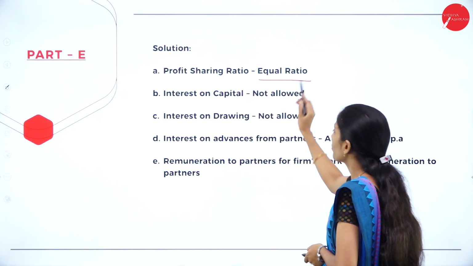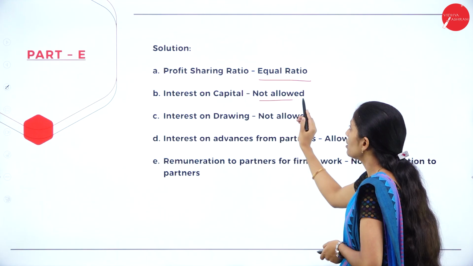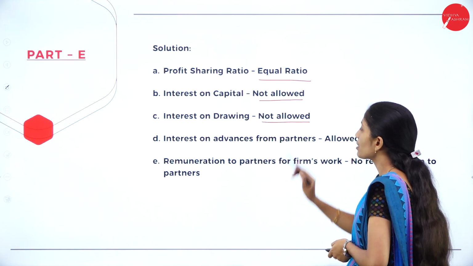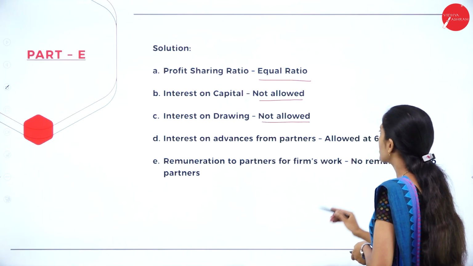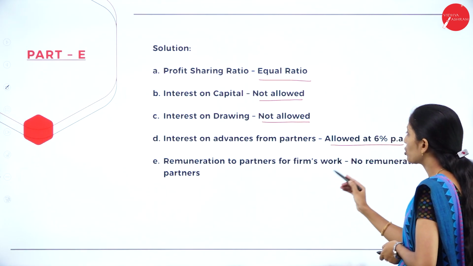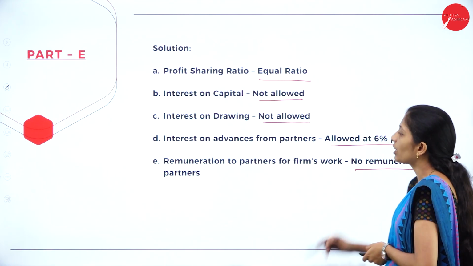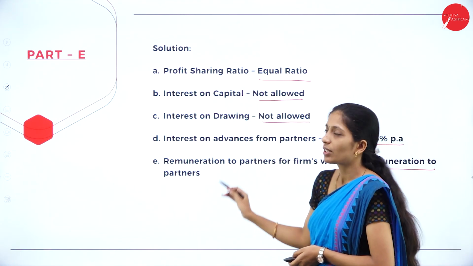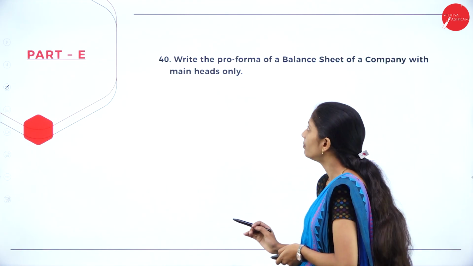Profit sharing ratio, equal. Interest on capital, not allowed. Interest on drawings, not allowed. Interest on advances from partners, allowed at 6% per annum. Remuneration to partners for firm's work, no remuneration to partner. So this carries 5 marks.